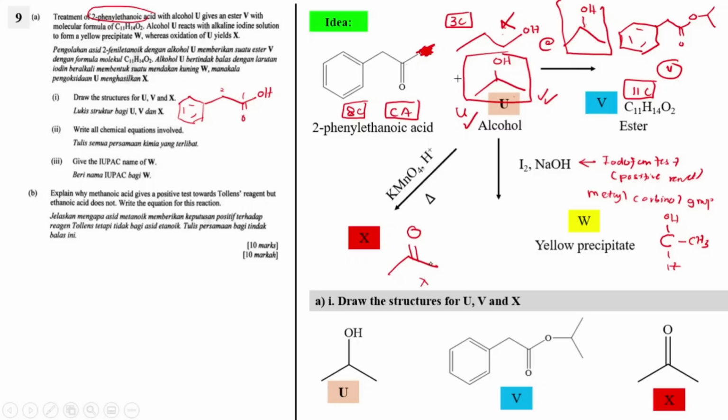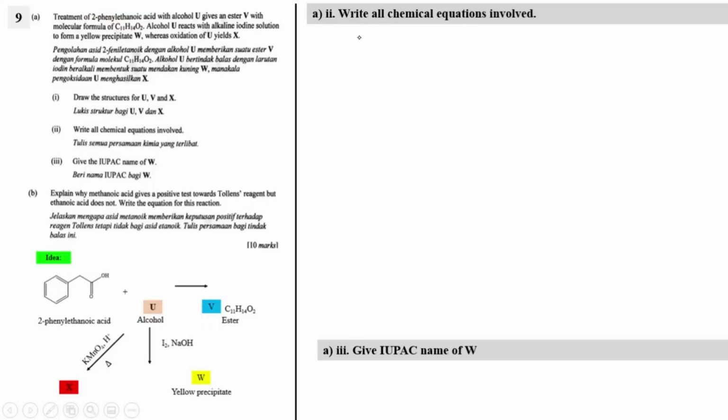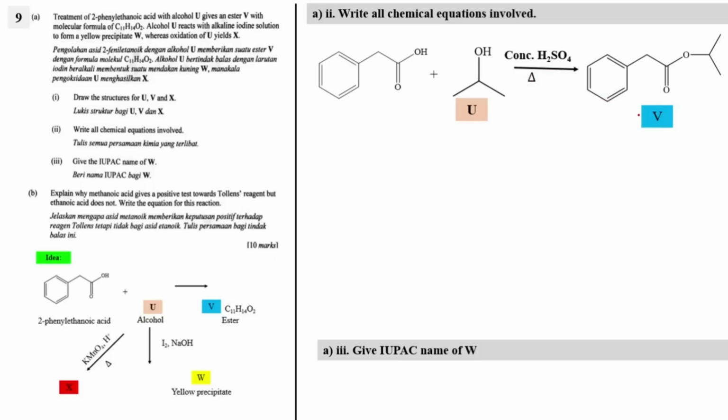All right. And for question A2, we need to write all the chemical equations involved from the reaction scheme that we have done earlier. So we're going to start with reaction number 1, which is on the right hand side here. So 2-phenyl ethanoic acid will react with U in the presence of concentrated H2SO4 with heat in order to produce an ester. So you need to write down all of these components correctly in order to get 1 mark.